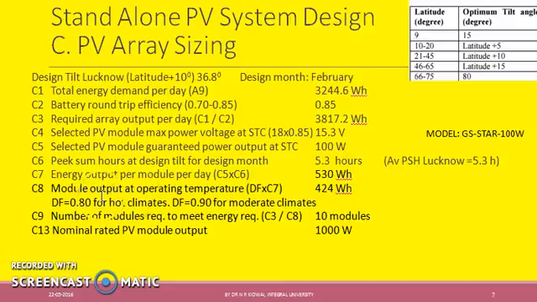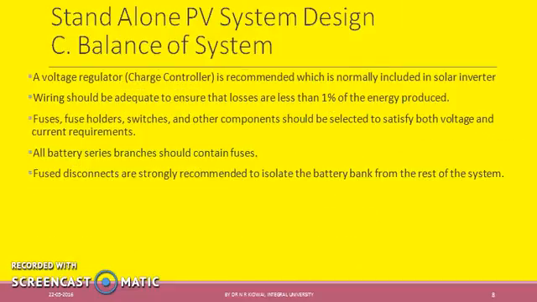After correction with a discounting factor of 0.8 for hot climates, the output per module is 424 watt hour. That gives the number of required modules as 10, and the nominal rated PV module output is 1000 watt. The last step is balance of system.